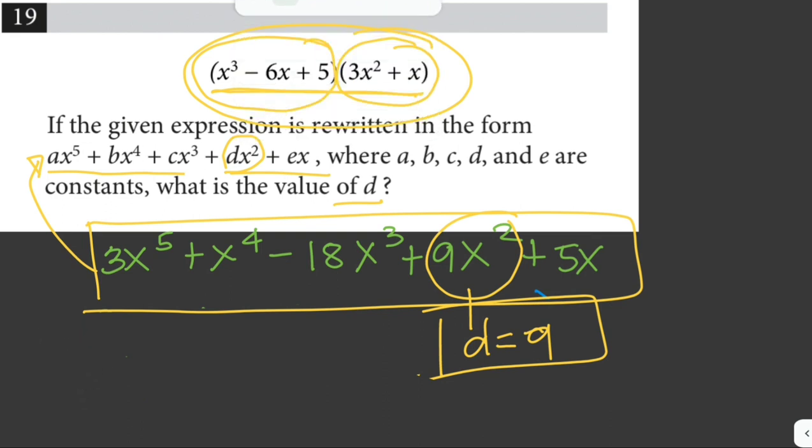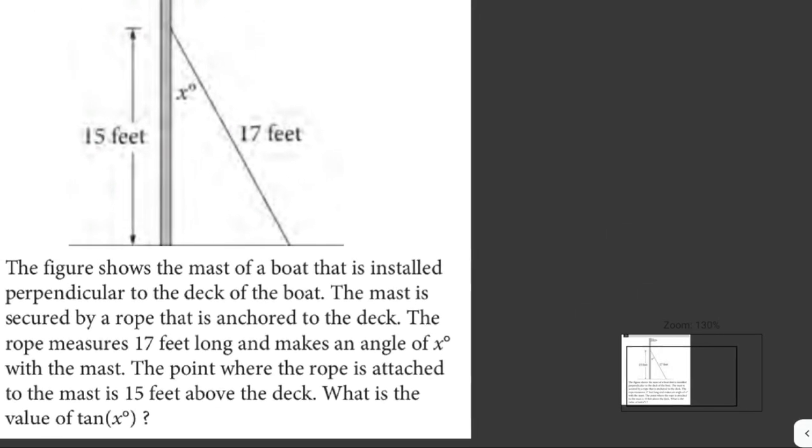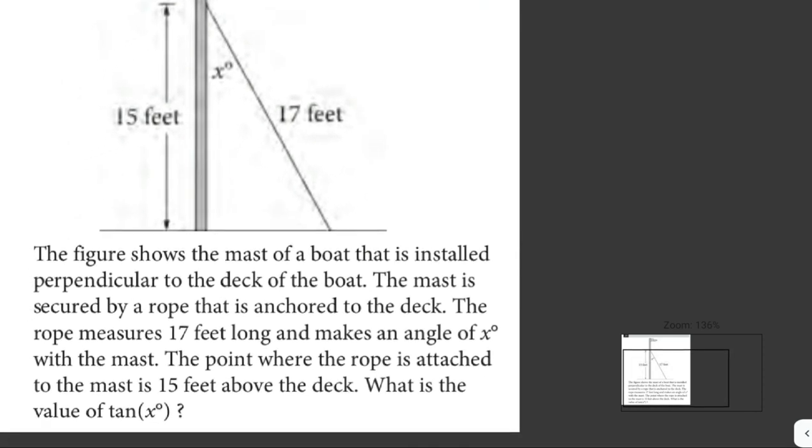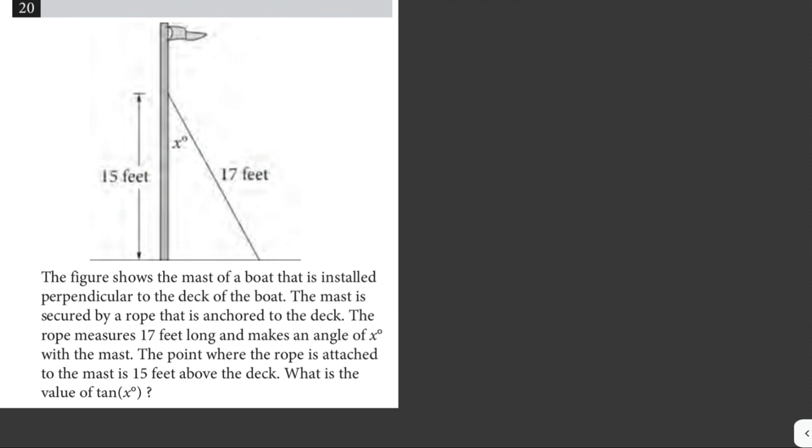Right, let's solve another problem. The figure shows the mast of a boat that is installed perpendicular to the deck of the boat. The mast is secured by a rope that is anchored to the deck. The rope measures 17 feet long and makes an angle of x degrees with the mast. The point where the rope is attached to the mast is 15 feet above the deck. What is the value of tangent x degrees? So we're given this angle here, x degrees, and we need to solve for that.